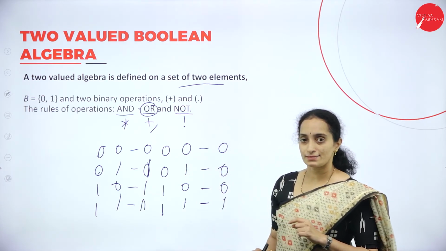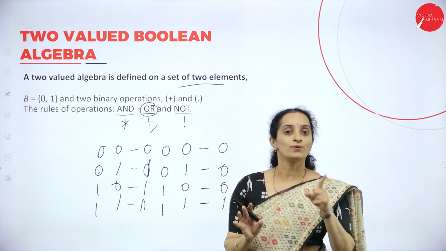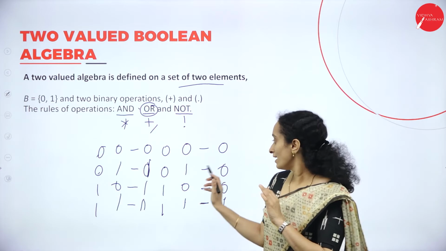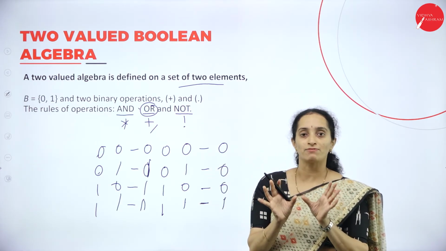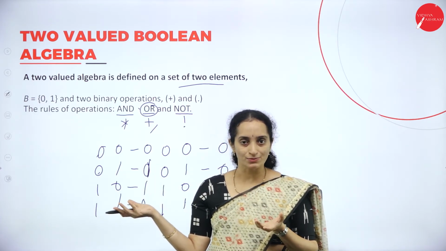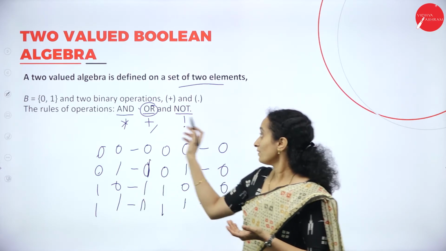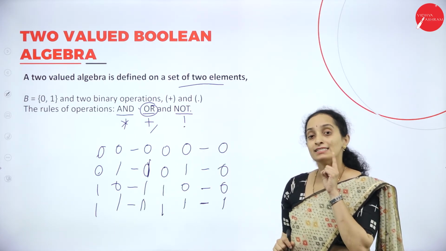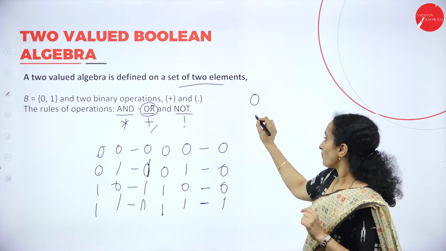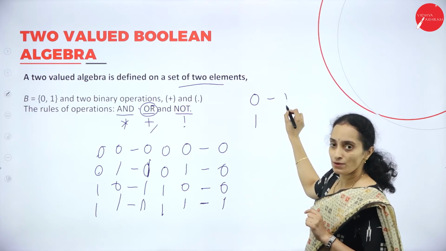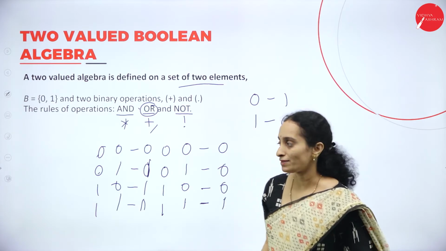What does AND say? Both must be 1, then only the result will become 1. Otherwise, it will be 0. AND means both must be true. OR means if any one is 1, I am okay with that, you give the result 1. Whereas the NOT operator is a single-operand operator which applies on either 0 or 1. If it is 0, the result will be 1. If it is 1, the result will be 0.